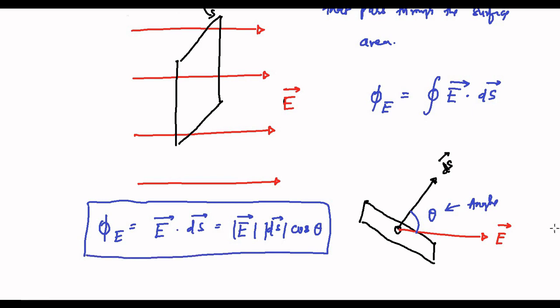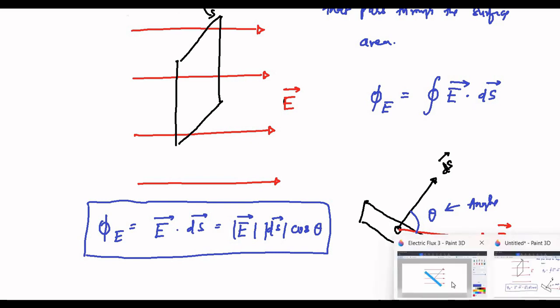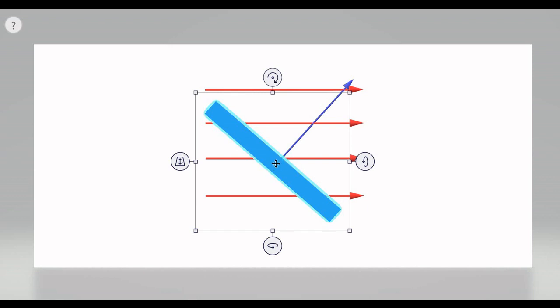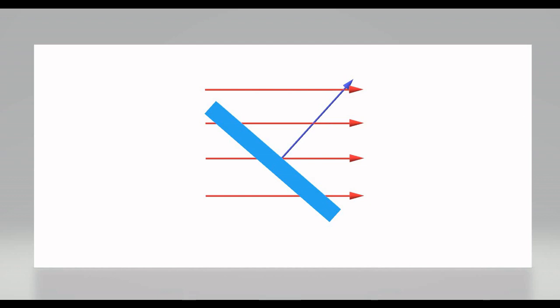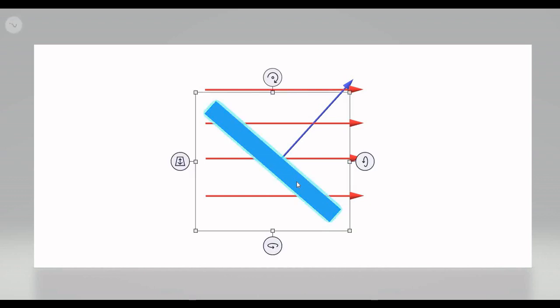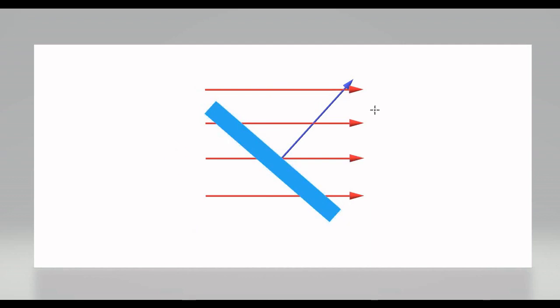Okay, this is the mathematical representation of electric flux, the dot product of the electric field and the area element vector. So if we try to understand it through a three-dimensional diagram, let's say this is the surface and this is the area element vector, and these red arrows are the electric field vectors. Now in this position, let's say this angle is theta.